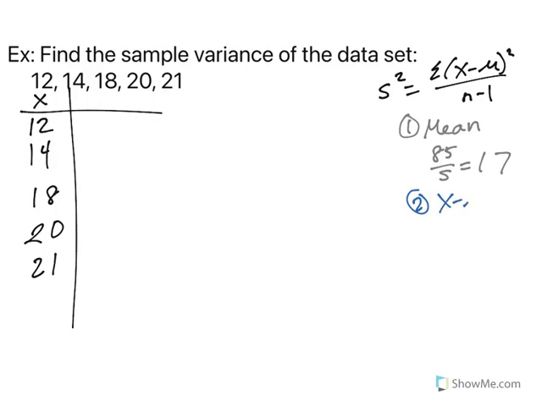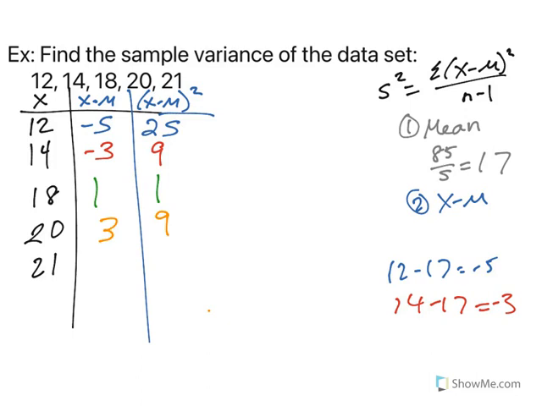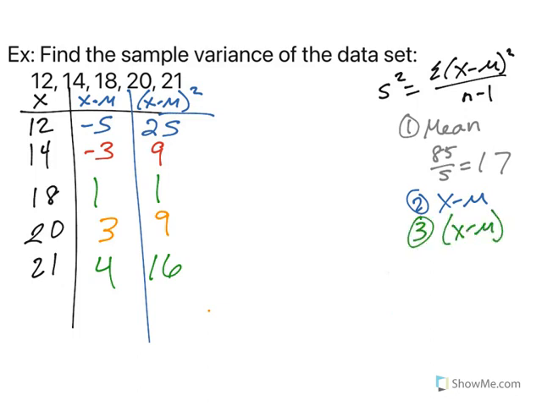So now I can do the x minus mu column. And sometimes I will do x minus mu and x minus mu squared at the same time. Because for the first one, 12 minus 17 is negative 5, and negative 5 squared is 25. So I can do 2 steps at once. And then 14 minus 17 is negative 3, and negative 3 squared is 9. By doing it that way, it just makes it a little bit easier. Okay, so we'll finish this out, and there we go. Now I've done steps 2 and 3 at the same time. So I did the x minus mu squared.